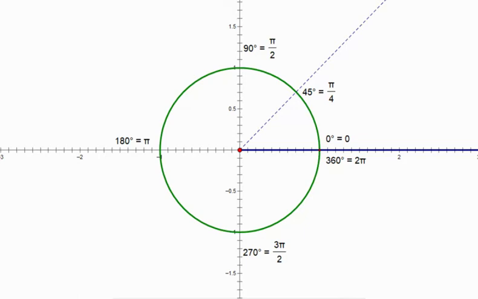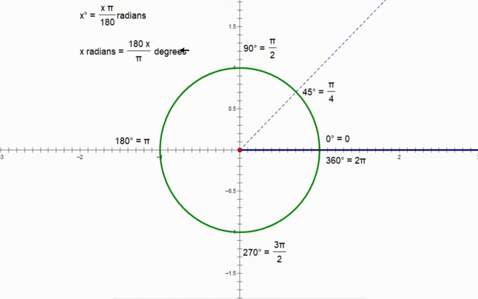If you have an angle in degrees and you want to change it to radians, what you do is you just take that measurement, multiply it times pi over 180, and that'll get you the number of radians to measure that angle. If you already have your angle in radians, well, then you would just multiply times the reciprocal of that fraction, 180 over pi, and that'll get you the number of degrees.